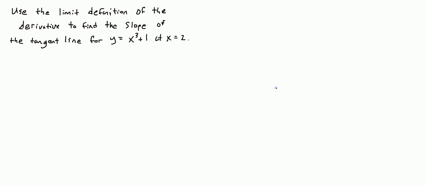In this video, we're going to use the limit definition of the derivative to find the slope of the tangent line for y equals x cubed plus 1 at x equals 2. So in the corner, let's graph y equals x cubed plus 1. It's an odd power. When x is greater than 0, y is positive, and when x is less than 0, y is going to be tending negative. When x equals 0, y equals 1.